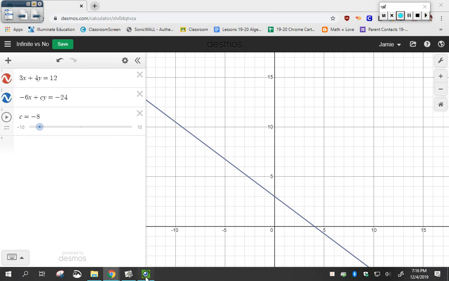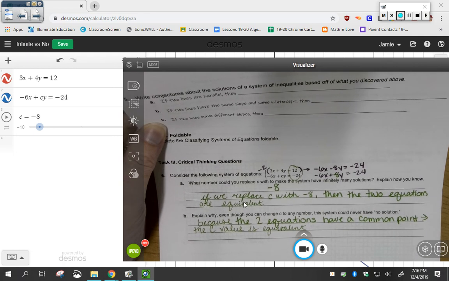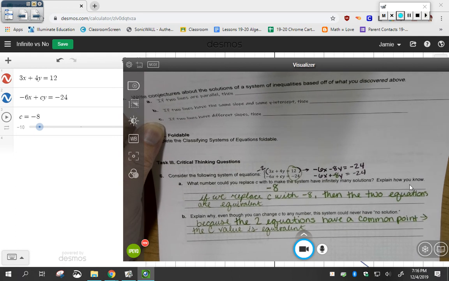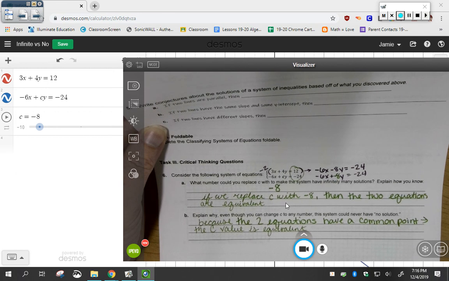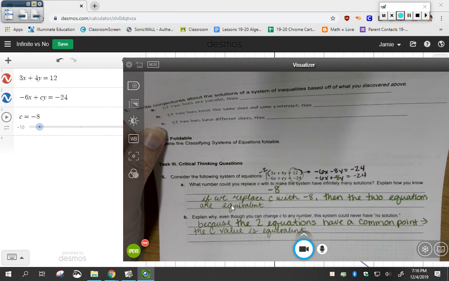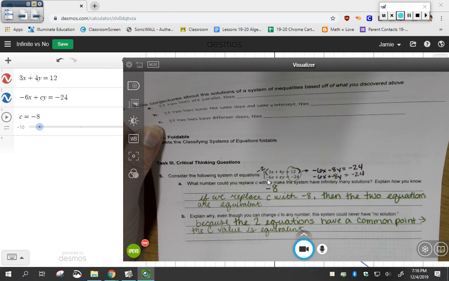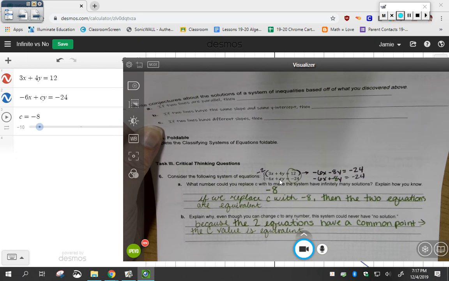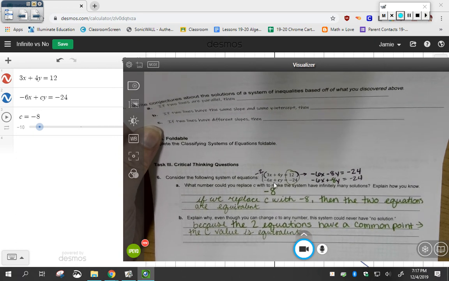So pull this back up. My question: what number could you replace C with to make the system have infinitely many solutions? Explain how you know. We can replace it with negative 8. If we replace C with negative 8, then the two equations are equivalent. Basically, it's the same equation. We just multiplied this one by negative 2. But because we multiplied everything, both sides, by negative 2, it's basically the same equation. So we are okay here.